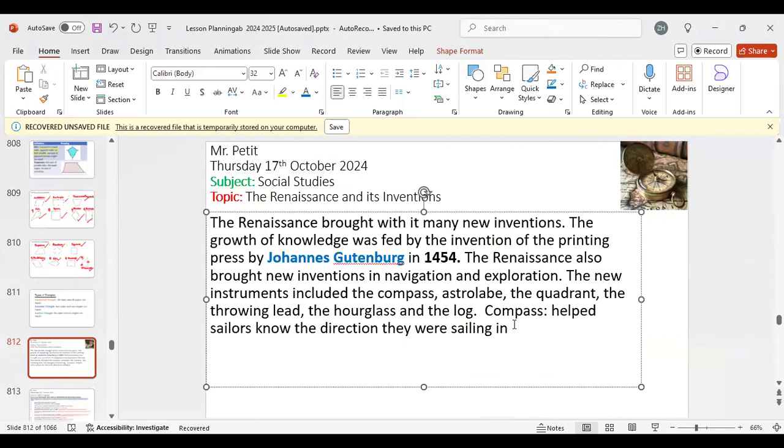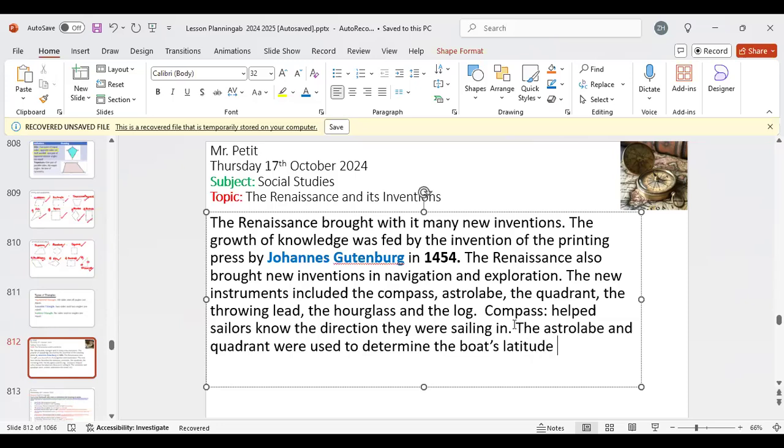The next we have the astrolabe and the quadrant. They work together. The astrolabe and the quadrant were used to determine the boat's latitude.